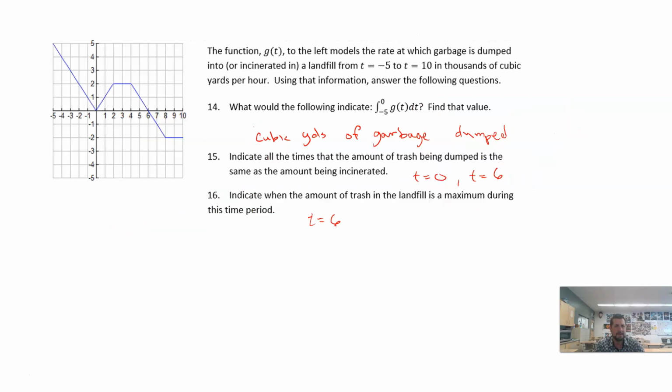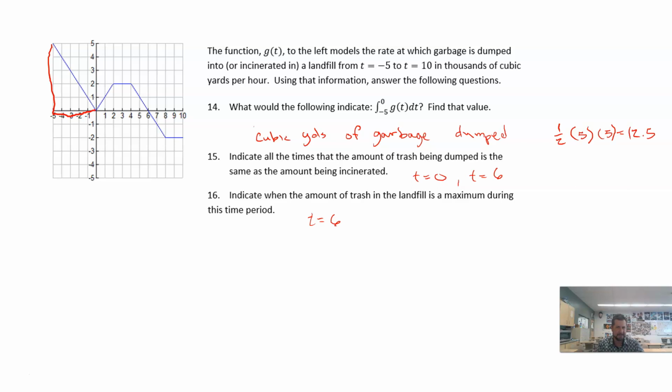The last example is we've got this landfill being filled up with garbage from time equals -5 to time equals 10, and we want to know what that indicates. Okay, so we look at it, and it does want us to find that value. So I find that right there, -5 to 0. When I find that, that is just 1/2 times the base times the height, which is 12.5. That just represents how many cubic yards of garbage were dumped on that time interval.